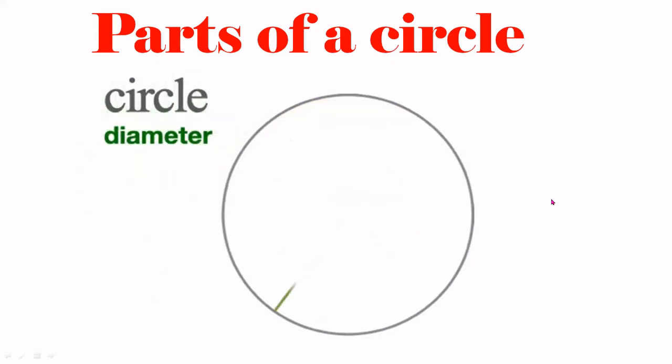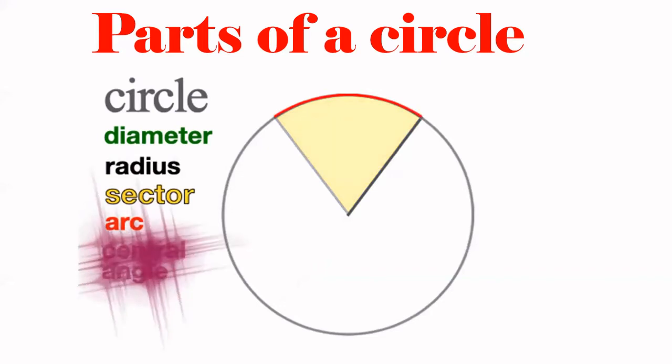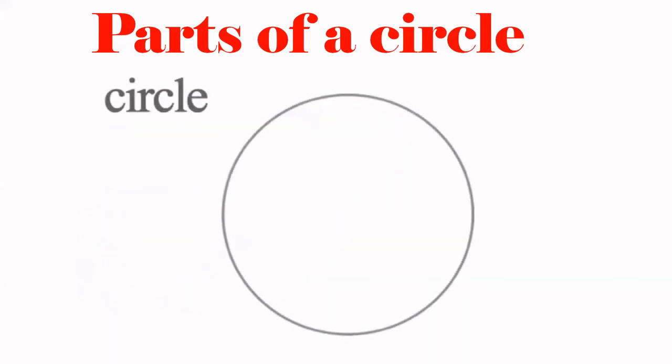Parts of the circle. Diameter. Radius. Sector of a circle. And arc, this red color line. Arc. And central angle. These things you have learned in grade 8.